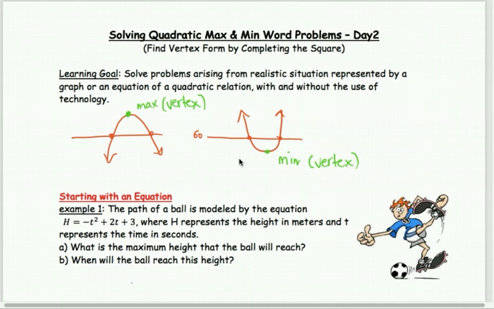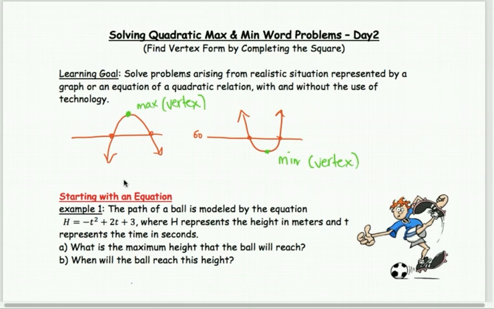So it could be the maximum profit or the lowest cost, but in the end, you're finding some sort of max or min value. But in order to do that, if we have a standard form equation like right here, we need to get it converted to vertex form in order to find the vertex. So that's what you're going to do today. You're going to be bringing back that complete the square tool that we were practicing last week, and then you're going to relate it to a word problem.